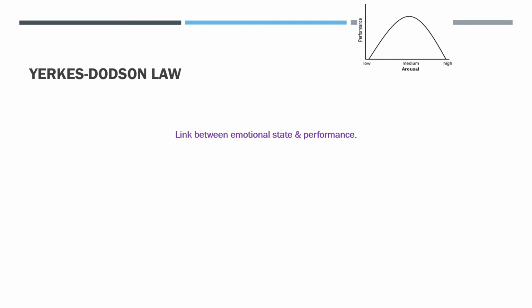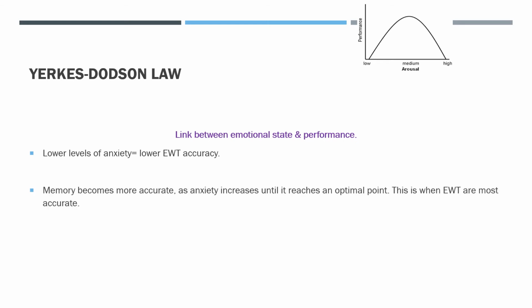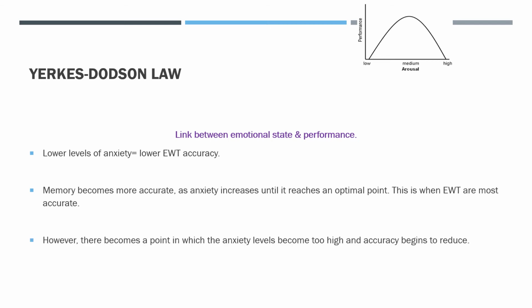So you need to make sure you've got that there is a link between the emotional state and performance. Lower level of anxiety means low eyewitness testimony accuracy. Memory becomes more accurate as anxiety increases until a certain point, and that is when accuracy is at its best. However, there becomes a point when anxiety is too high.